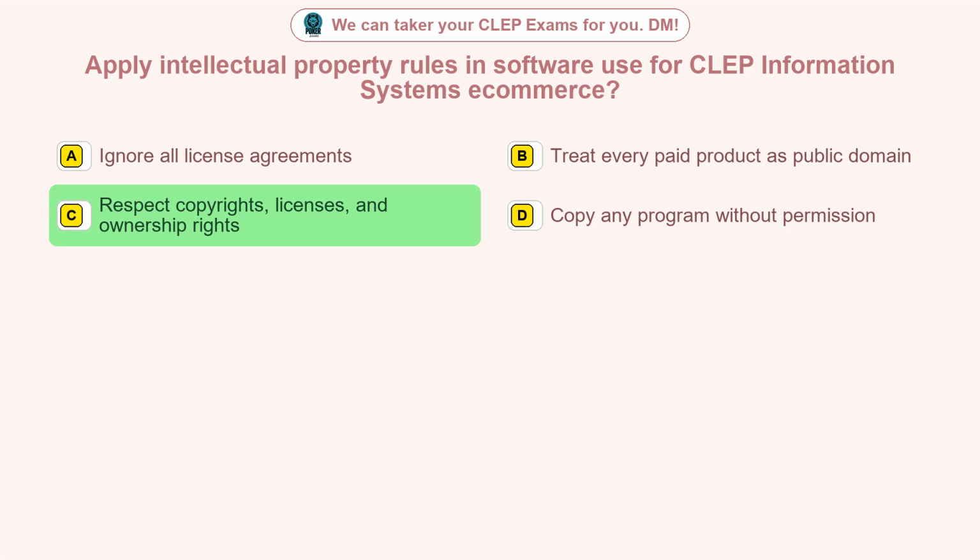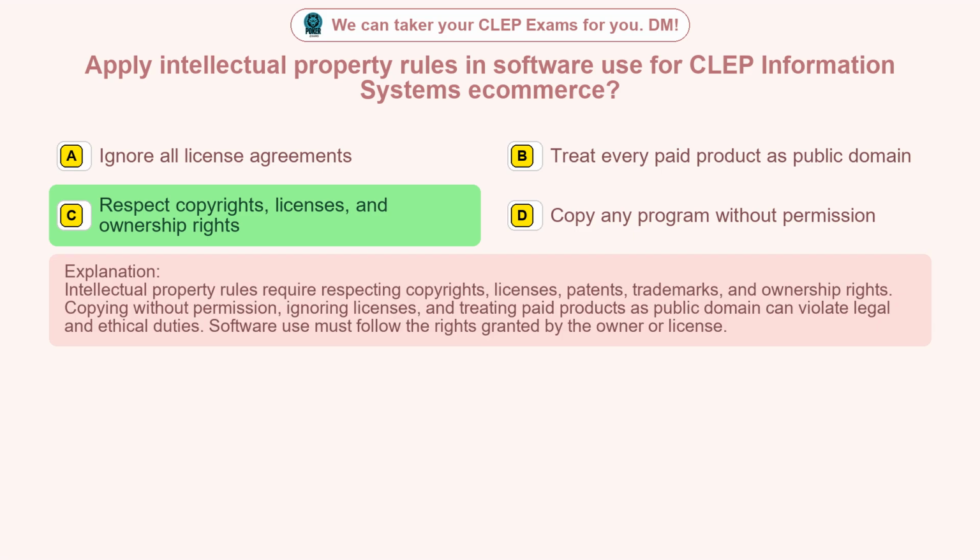Respect copyrights, licenses, and ownership rights. Intellectual property rules require respecting copyrights, licenses, patents, trademarks, and ownership rights. Copying without permission, ignoring licenses, and treating paid products as public domain can violate legal and ethical duties. Software use must follow the rights granted by the owner or license.